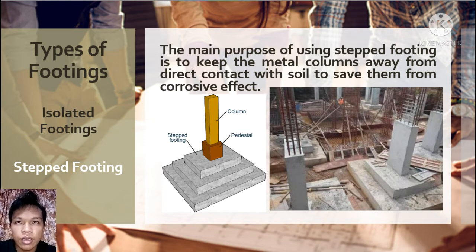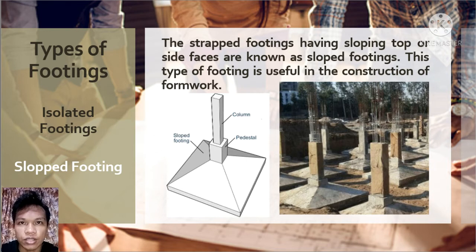Step footing. The main purpose of using step footing is to keep the metal columns away from direct contact with soil to save them from corrosion effect. They are used to carry the load of metal columns and transmit this load to the below ground. Slope footings. The strap footings having slope top or side faces are known as slope footings. This type of footing is useful in the construction of formwork.